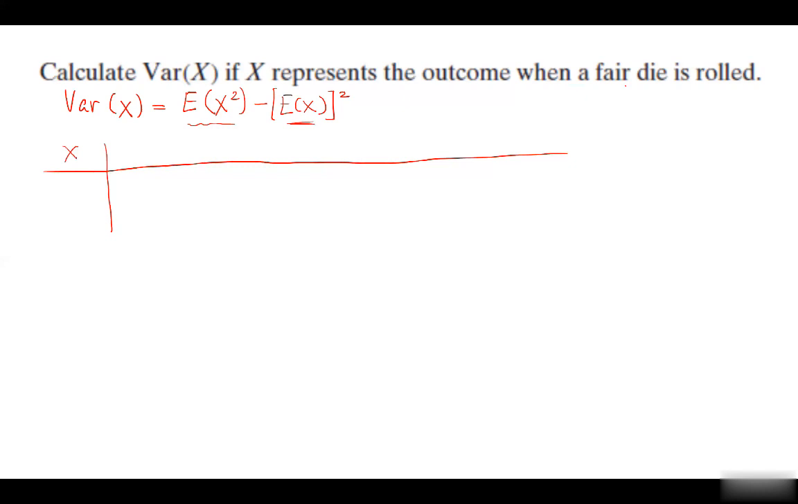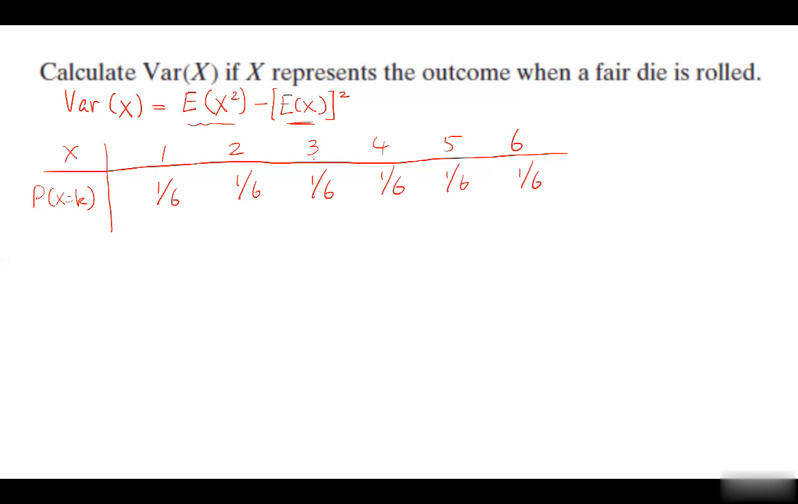So if we roll a fair die once, what are the possible values that x can be? Of course, x can be 1, 2, 3, 4, 5, 6, right? And what are the possible corresponding probabilities of x being each value? Of course, for each value, the probability is the same, which is 1/6, right? Because you have a standard die.